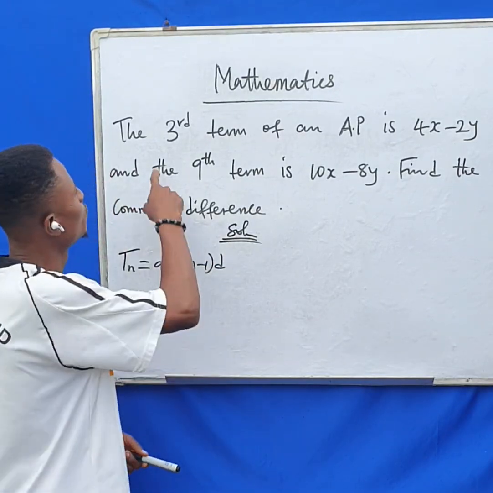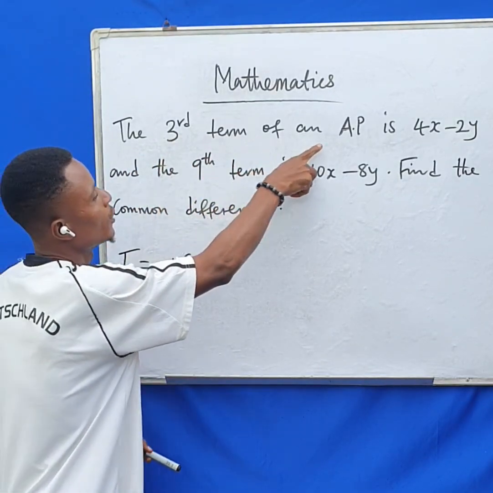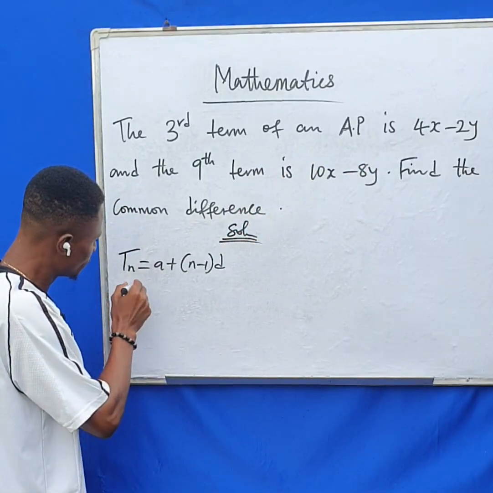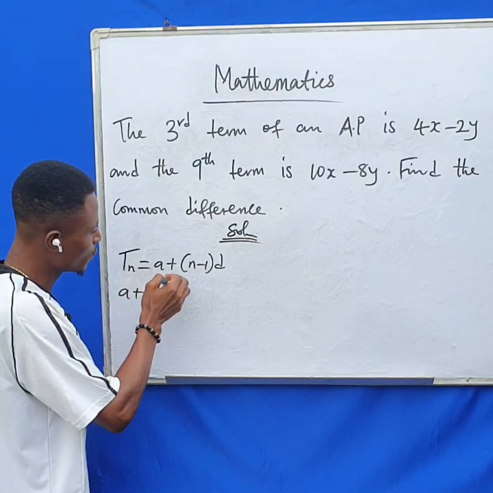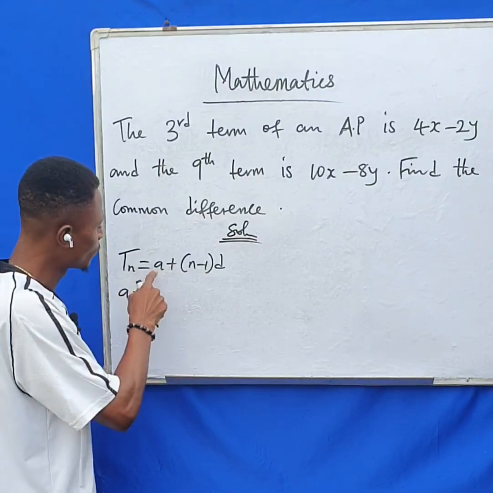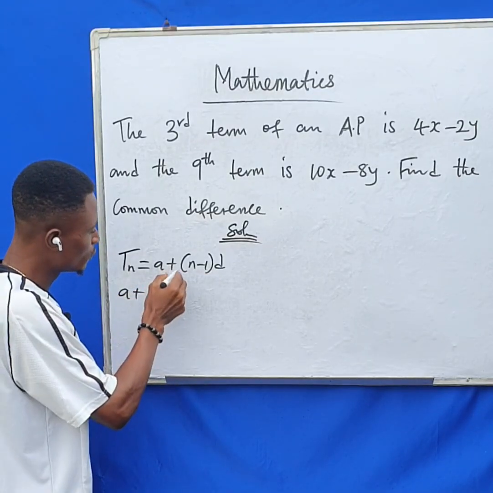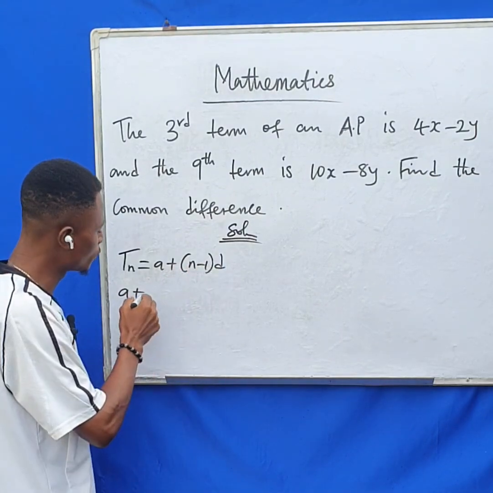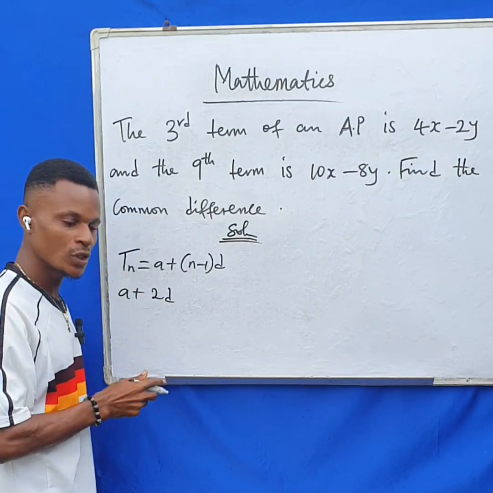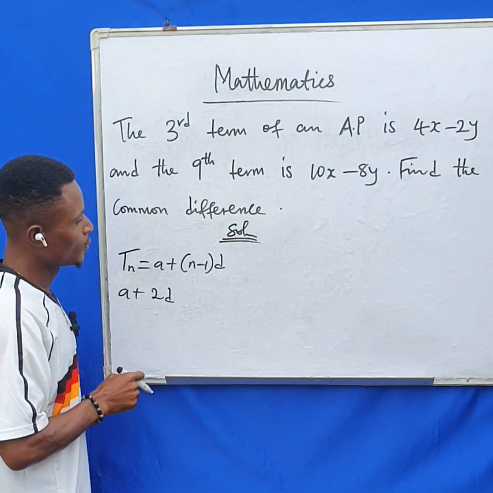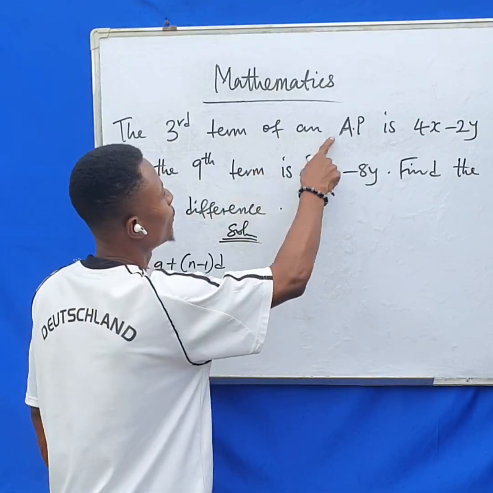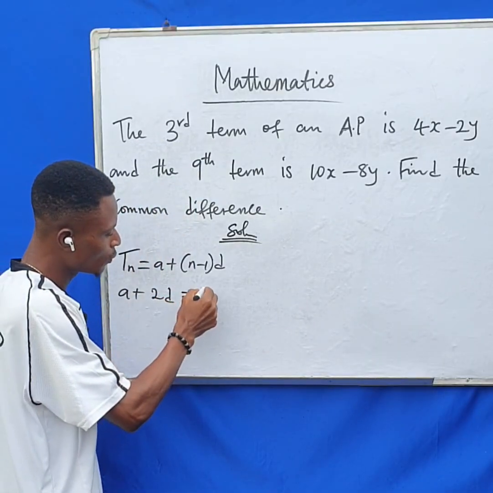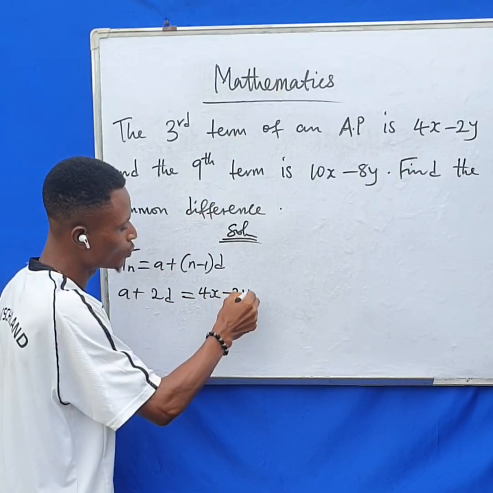So that means we are told that the third term of the AP is what? This. That means if you're dealing with the third term, you're going to have something like this. A plus, if you put 3 here, 3 minus 1 will give us 2, right? Then times d will give us 2d. This is for the third term. Now we are told that the third term of the AP is what? 4x minus 2y. That means this third term is equal to 4x minus 2y.